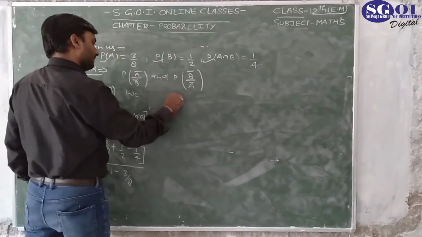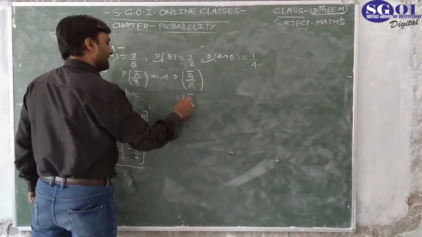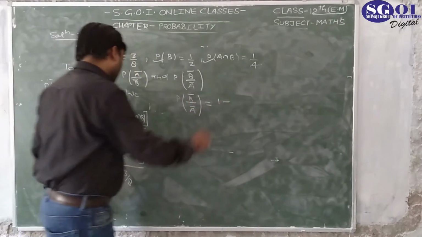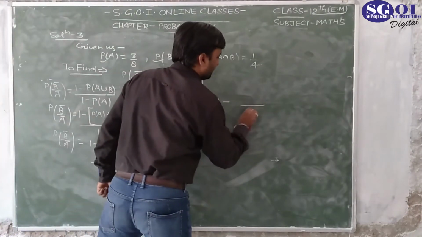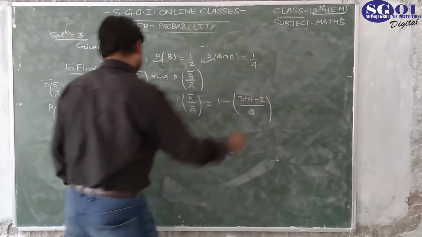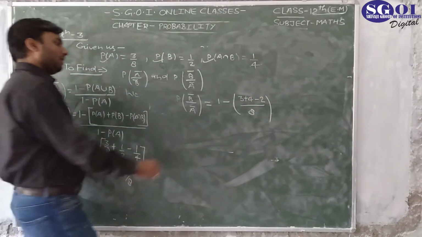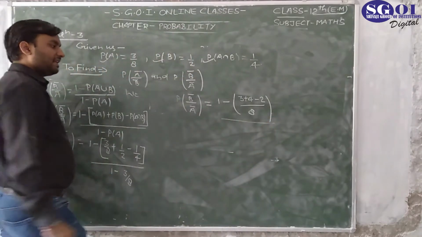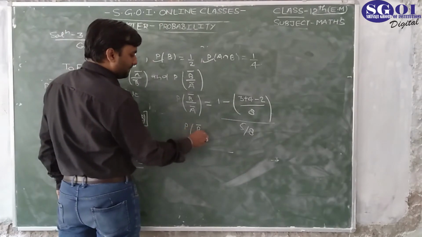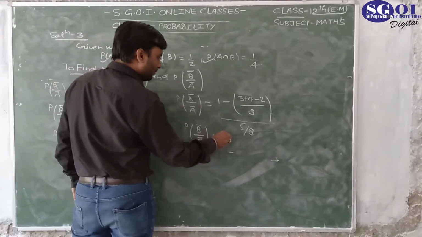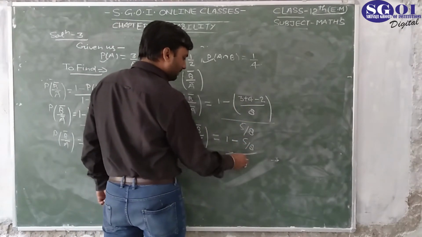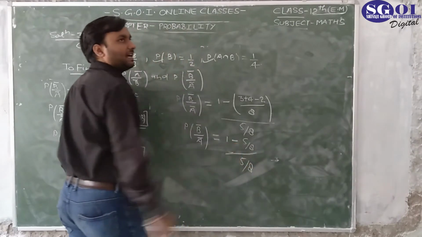Probability of B bar by A bar is equal to 1 minus, here we will take LCM as 8. This gives us 3 plus 4 minus 2. You can solve this portion by taking LCM: 1 minus 3 by 8 gives us 5 by 8. Probability of B bar by A bar is equal to 1 minus, this gives us 5 by 8 upon 5 by 8.